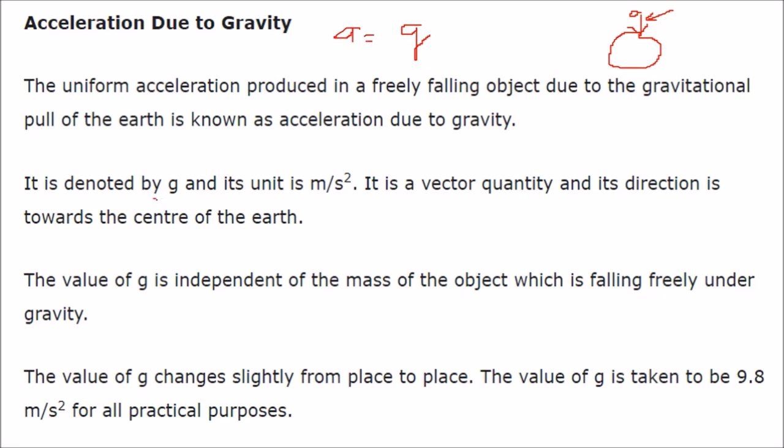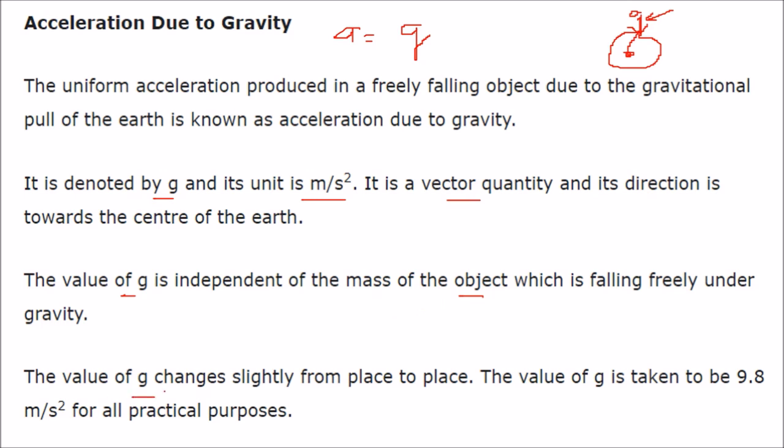We denote it by g, and the unit, because it is an acceleration, is meter per second square. It has direction, so it is a vector quantity. The direction is towards the center of the earth. This value of g is independent of the mass of the object, which is falling freely under gravity.